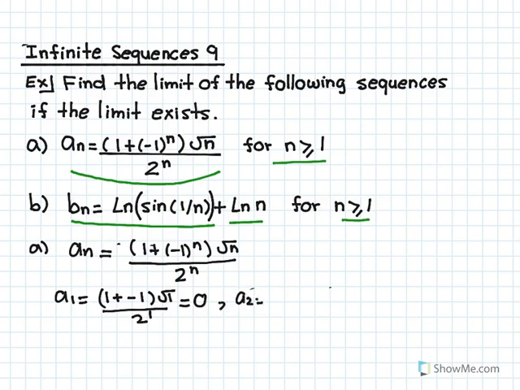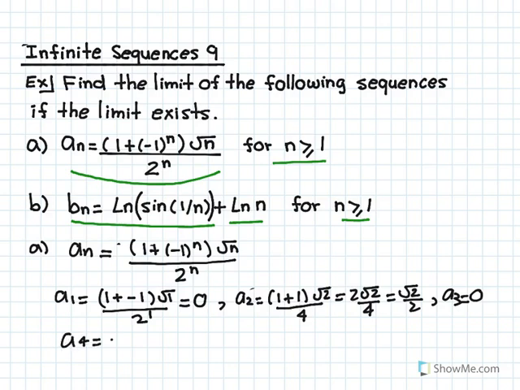Let's look at a_2 is equal to 1 plus negative 1 squared, which is plus 1, times root 2 divided by 2 squared, which is 4. So we get 2 root 2 divided by 4, and we get root 2 divided by 2. a_3 will be 0 because we get 1 plus negative 1. Negative 1 raised to an odd power will always be 0. And let's look at a_4. a_4 comes out to 2 times root 4 divided by 2 to the 4, which is 16, and simplifies to 1/4. a_5 is equal to 0.